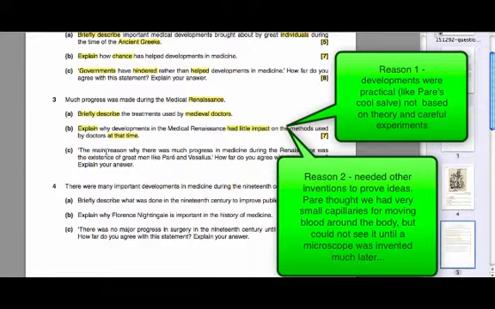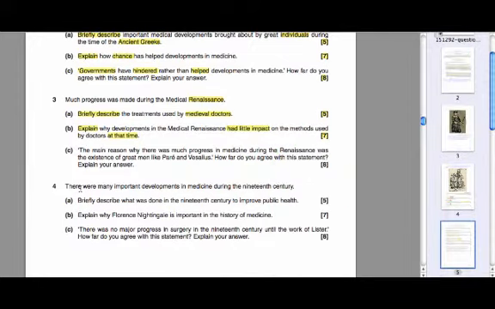So you're looking for 2 separate reasons why the developments of such doctors and such medical men as Paré, Harvey and Vesalius, why actually it didn't have that much of an impact at that time. And then finally we come to question 3C, which again is an 8-mark question.